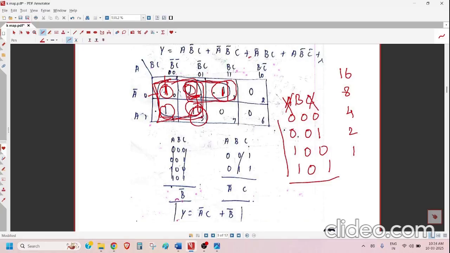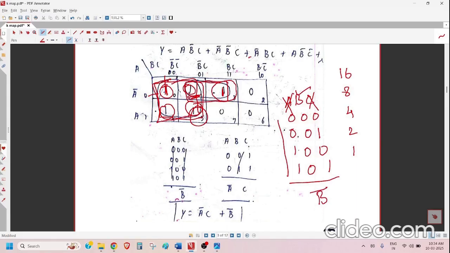Okay, so the B term alone is not changed. In that condition, the B term will be there in the output. Also, in that situation, if the term contains 0, you have to put a bar, that is B bar. Likewise, you have to make the simplification.